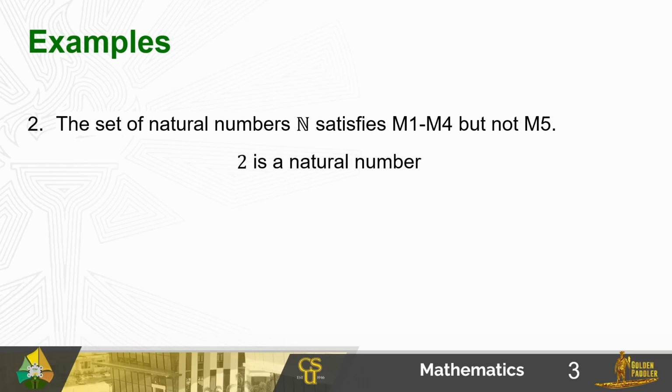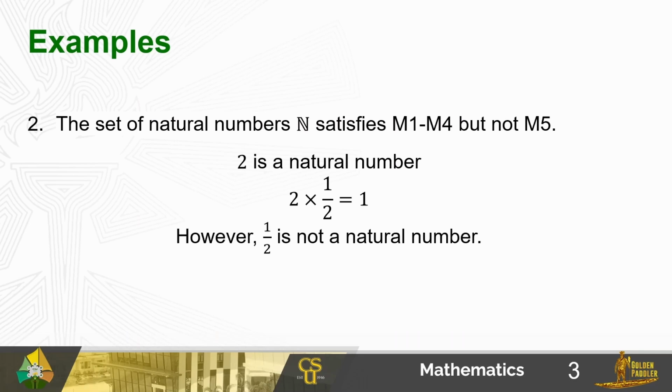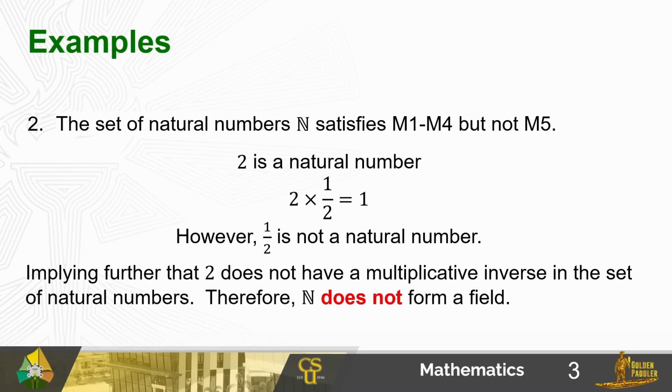So consider the natural number 2. Note that if we multiply 2 and 1/2, the answer is 1. M5 states that if we have a number 2, 1/2 should also be a natural number. However, in this case, 1/2 is not a natural number. It is a rational number. So, implying that 2 does not have a multiplicative inverse in the set of natural numbers. Therefore, the set of natural numbers does not form a field.